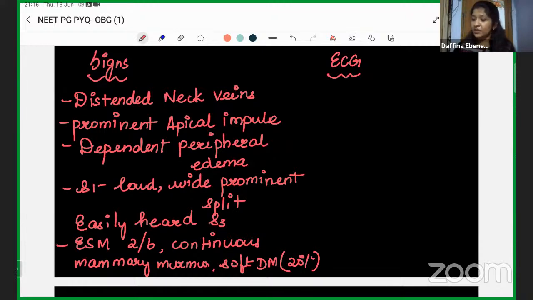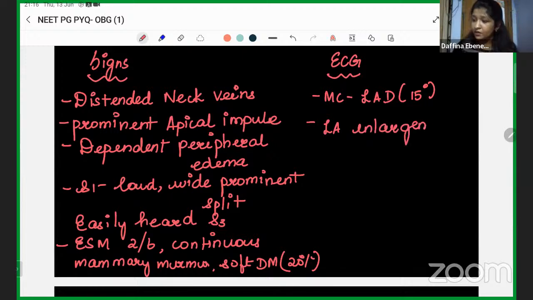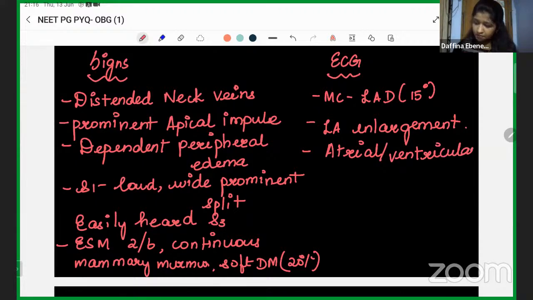Coming to the ECG changes. What are the ECG changes? The most common ECG change is a left axis deviation by 15 degrees. Why is there a left axis deviation? The elevated diaphragm is pushing the heart upward and outward, causing this left axis deviation. There can be a left atrial enlargement. There can be periods of atrial or ventricular premature contractions, and ST changes in inferior leads.